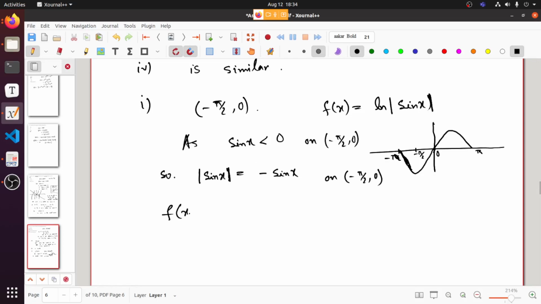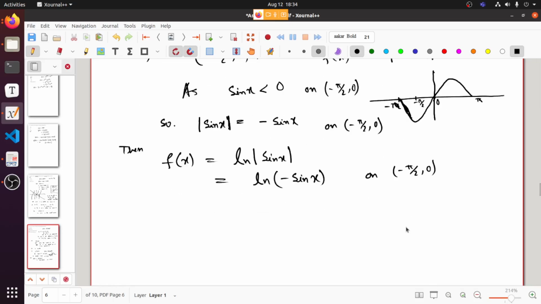Then f x will be ln of mod sin x, yes, it is ln of minus sin x, right? On minus pi by 2 to 0. And note that on minus pi by 2 to 0, sin x is differentiable, right? Because it is differentiable on whole R.